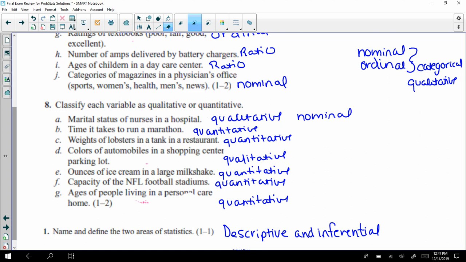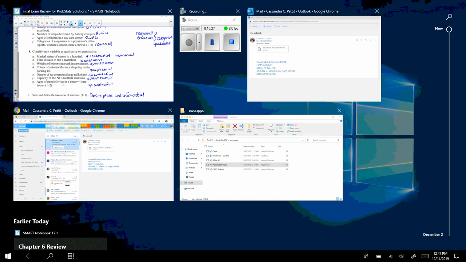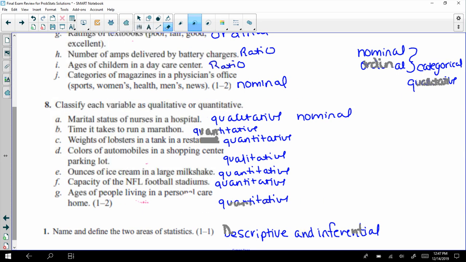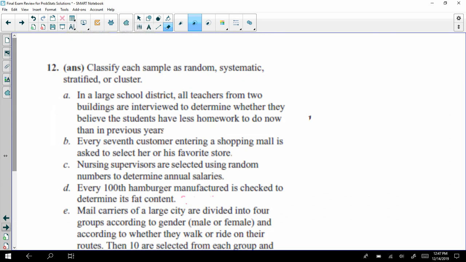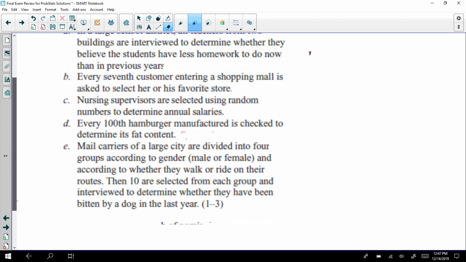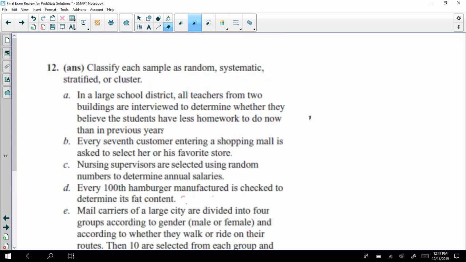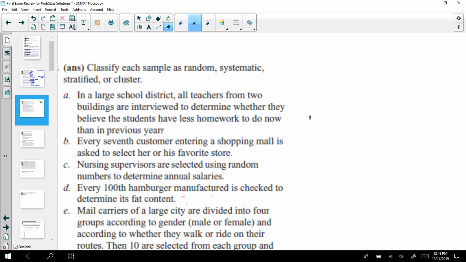Okay. So moving on. There you are. Okay. Moving on to the next page. Let's talk about the methods of sampling. I think we talked about, let me take a look at sampling methods. I think I knew I was missing something.